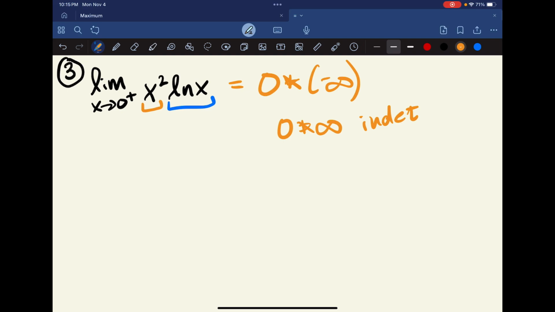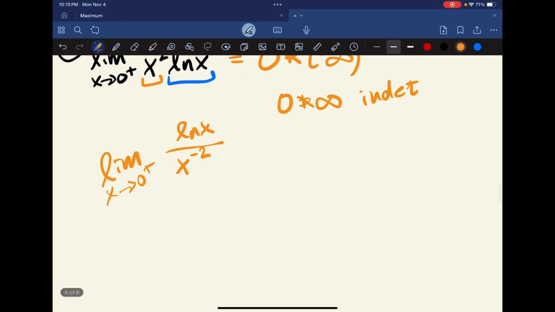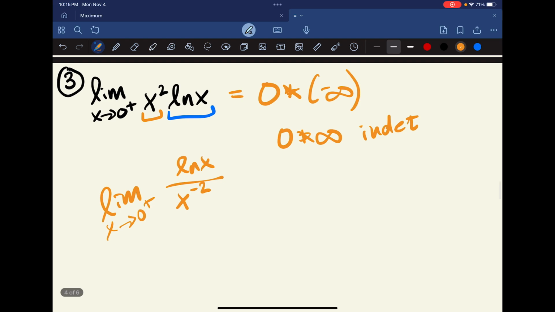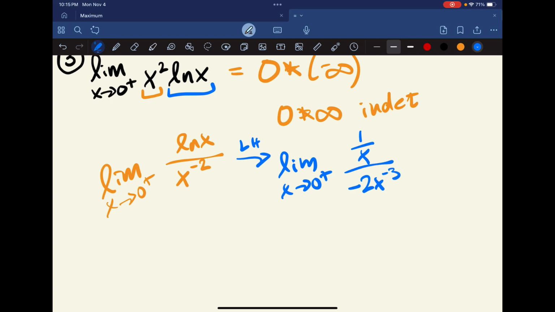So one way we could rewrite x squared is in the denominator as x to the negative 2, and then that's all under ln x. So this is the limit as x approaches 0 from the right of ln x divided by x to the negative 2. And now this is in a form where we can use L'Hopital's rule on it, right? So we use L'Hopital's rule, and now we're talking about the limit as x approaches 0 from the right of the derivative of ln x, which is 1 over x, and then the derivative of x to the negative 2 is negative 2x to the negative 3.